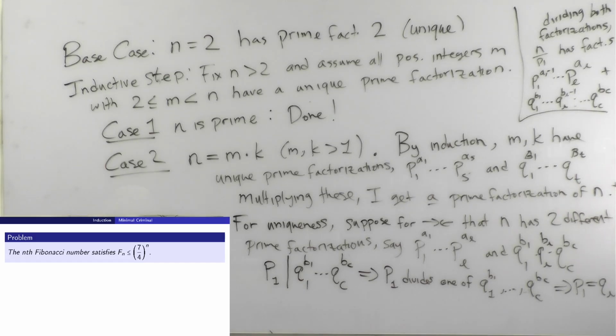Fibonacci numbers again. The nth Fibonacci number is less than or equal to 7/4 raised to the n.